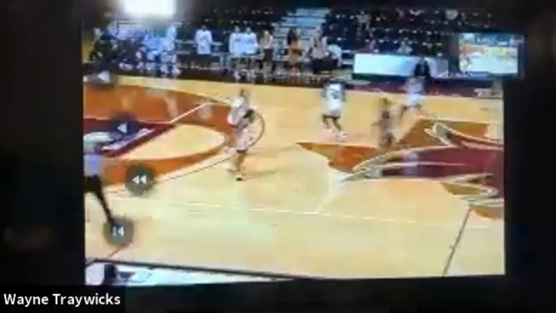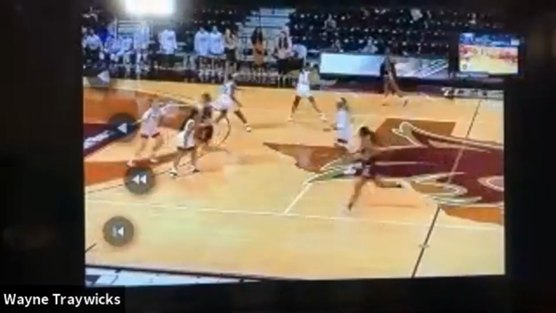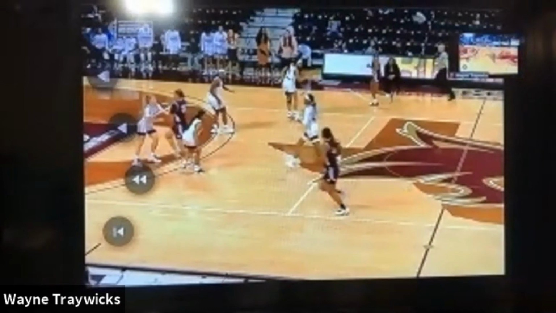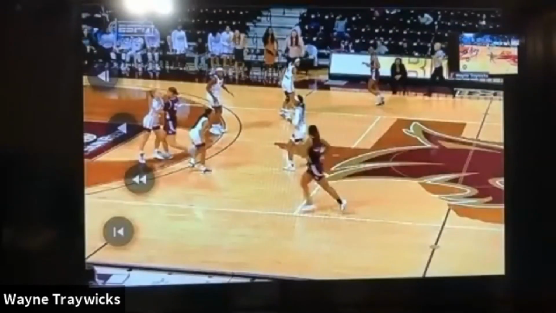I mean, really look at the lead. Are they watching this, or are they running blind? I don't know. And look at your center. What are they watching?